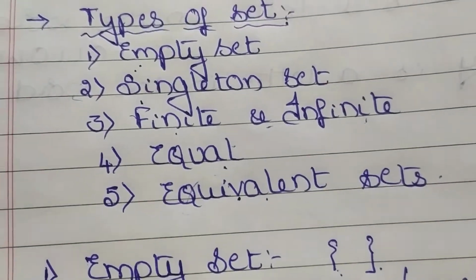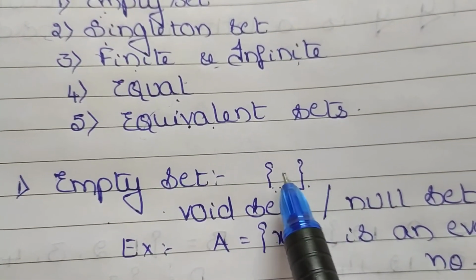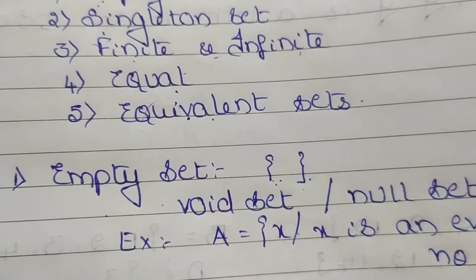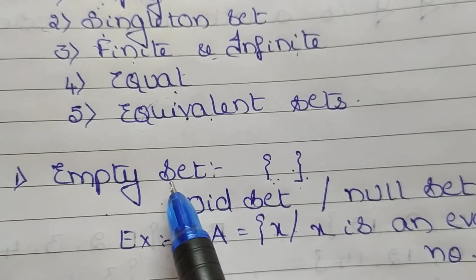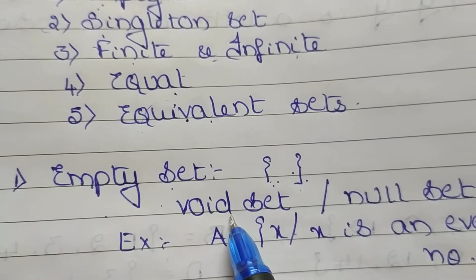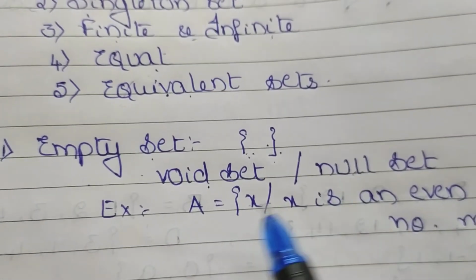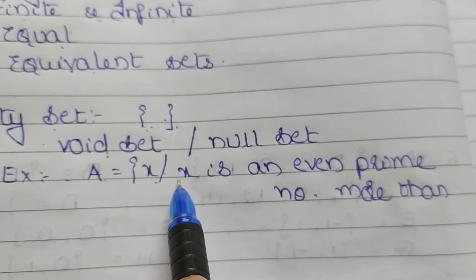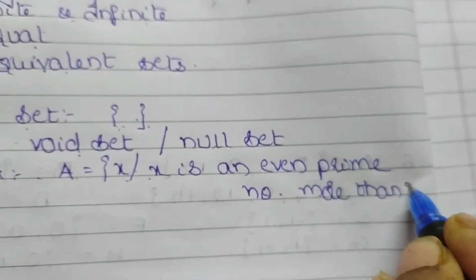The empty set is usually denoted like this: the set containing no elements. Empty means the set which does not contain any element is called an empty set. The other name for the empty set is the void set. You can call it the void set or the null set. So let us take one example: A equals x such that x is an even prime number more than 2.